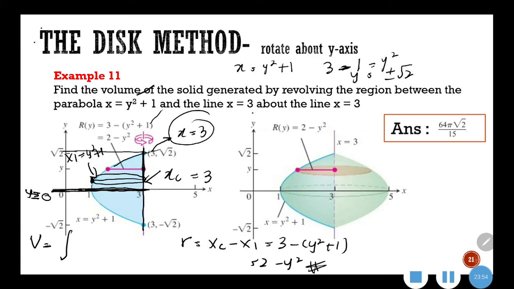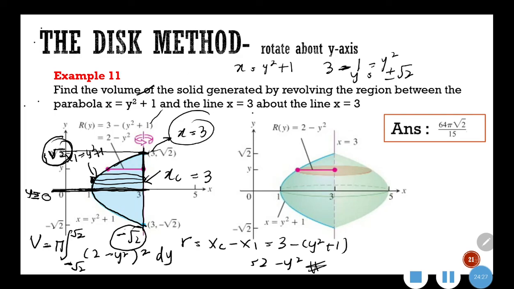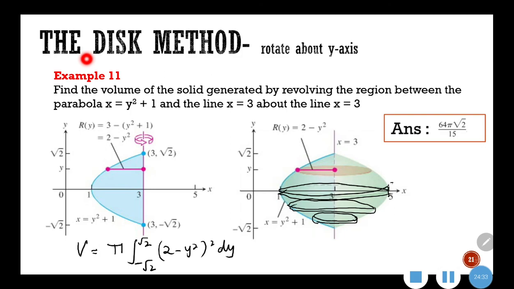Tapi kita punya region, okay. Maknanya sekarang ni kita punya region of integration kita daripada y equals to negative square root 2 sampai y equals to square root 2. Dari bawah sampai ke atas here, negative square root 2 sampai ke square root 2. So integration is from negative square root 2 to square root 2. Pi letak kat luar, your r now is 2 minus y square, everything square with respect to dy. Okay, so this is the integration.